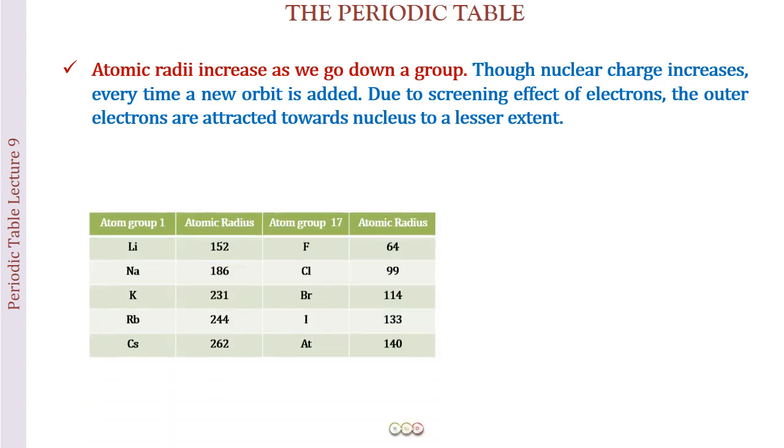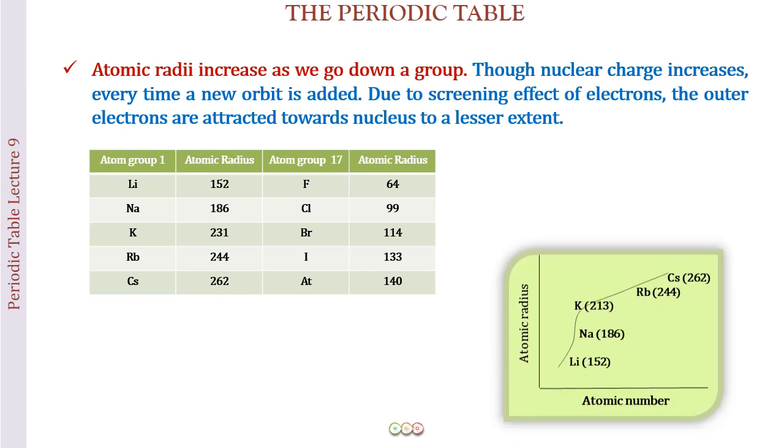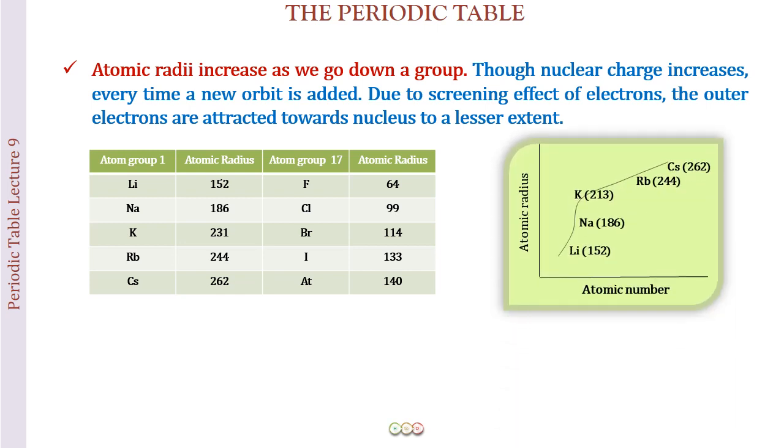This you can see with the values of the group 1 elements and the group 17 elements as well. From lithium to cesium, you are seeing there is an increase in atomic size. For group 17 also, from fluorine to astatine, you are seeing there is an increase in atomic size. So what do we have in a group? Increase in atomic size. Again, you can have the graph for the group 1 elements also to see the increase in atomic size.